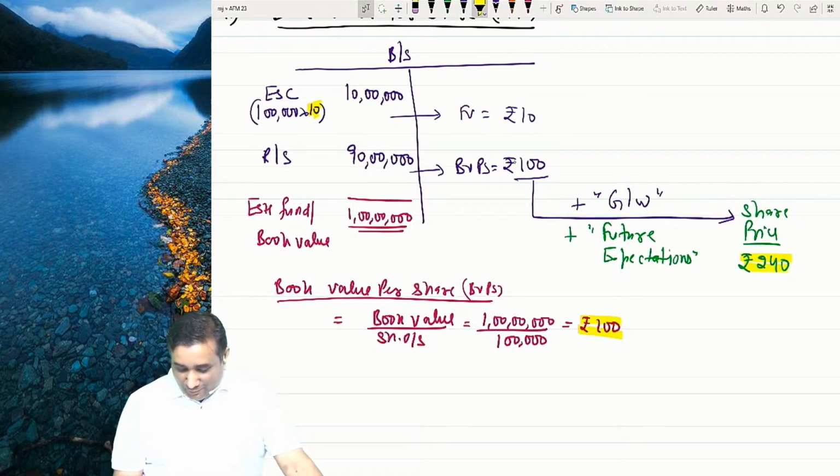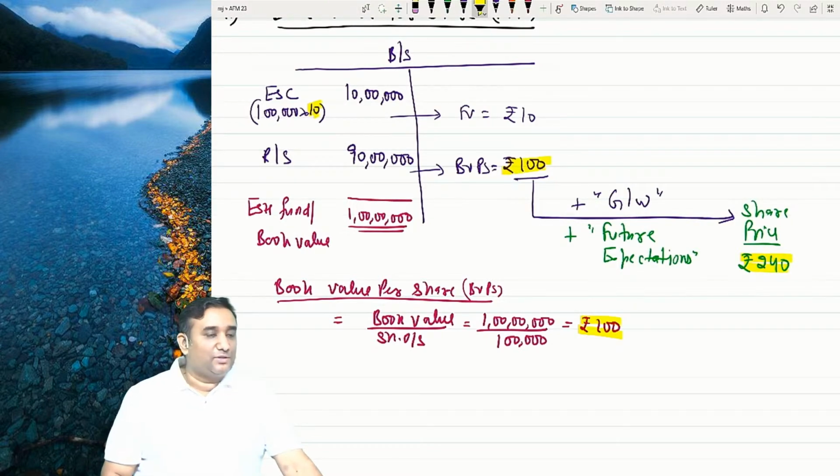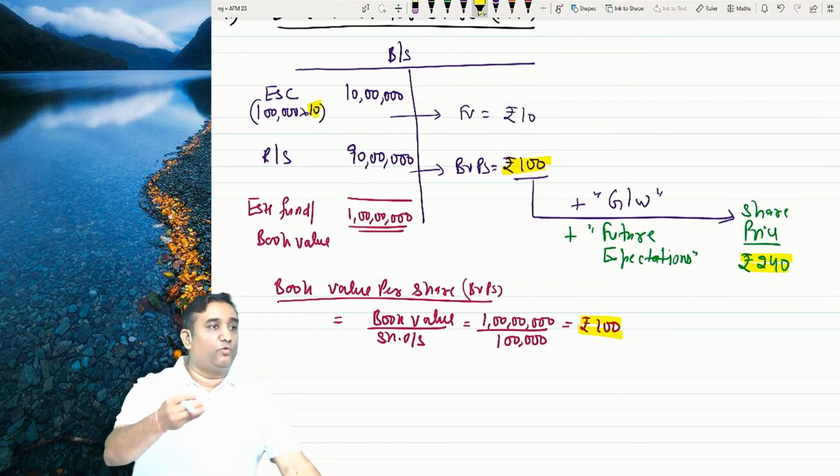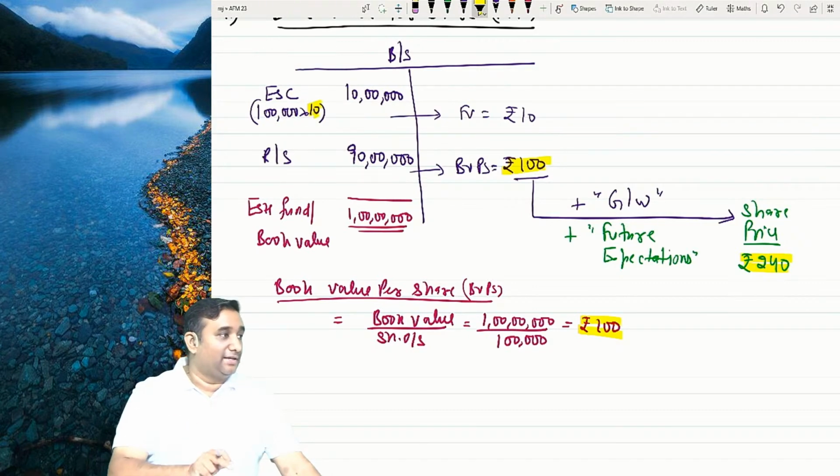Price is 240, book value is 100. I am asking you the price by book value ratio, P by B. How much will come? 240 by 100. What is the ratio? 2.4. If it is more than 1, you know what it means? Price is higher than the book value. If that gap is high, let's suppose 2.4, 4, 5, 6, it means future expectation is very, very high.